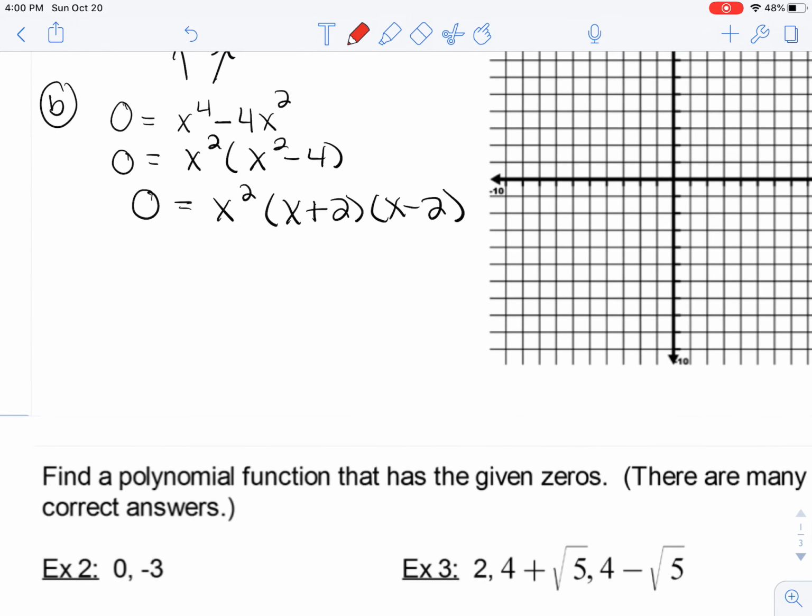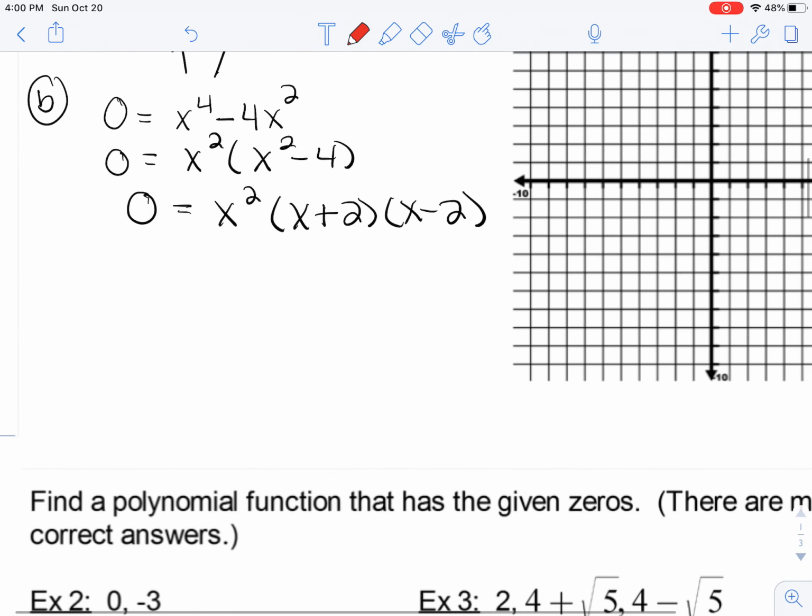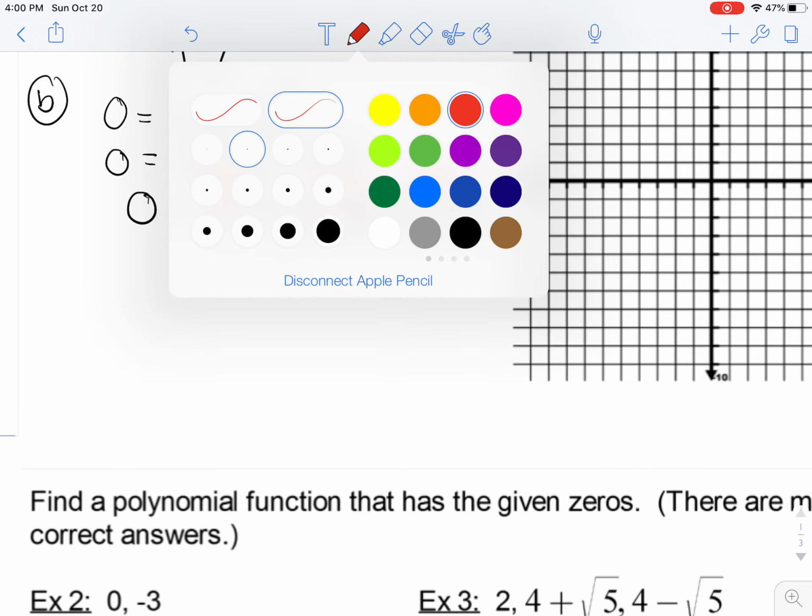So if you look at x squared, how many x's are there? There's 2. So that means it has a multiplicity of 2. So it is going to touch wherever that equals 0. If you look here, there's only one x plus 2, so that has a multiplicity of 1. And this also, x minus 2, would have a multiplicity of 1.